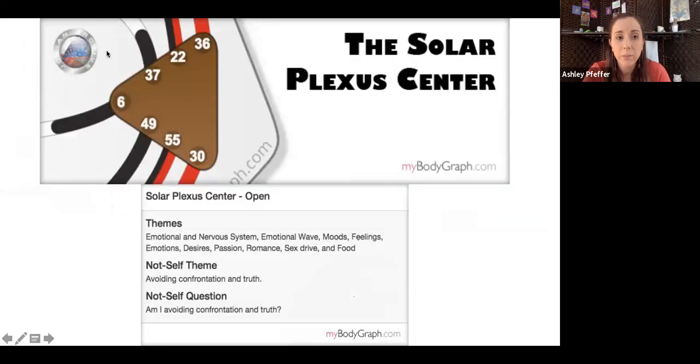Next, solar plexus, emotion. This is the emotional center. And it has to do with your nervous system too, which I just realized that. Nervous system, moods, feelings, emotions, desire, passions, romance, sex drive, and food. A lot of stuff hangs out there. And if you have a defined emotional center, most likely you have, actually, yes, 150%, you are an emotional authority. If it's defined for you, you're an emotional authority, which means that you're here to understand your solar plexus.